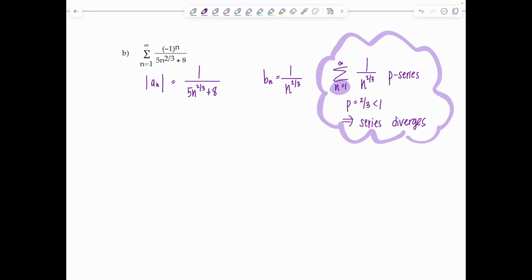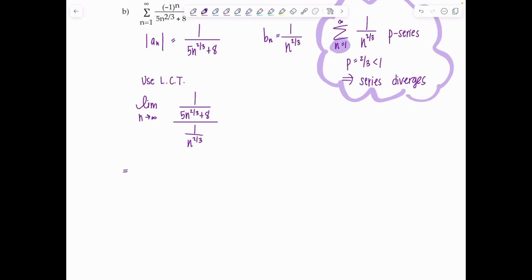All right, so again, now we're going to use limit comparison test. So we're going to look at the limit, n goes to infinity, an over bn. So 1 over 5n to the 2/3 plus 8 over 1 over n to the 2/3. This is going to become the limit as n goes to infinity, n to the 2/3 over 5n to the 2/3 plus 8. Again, divide by highest power of n in the denominator. So divide by n to the 2/3.